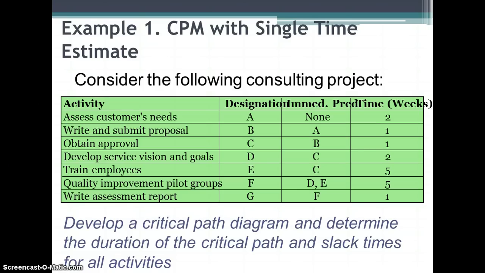So let's look at an example. We'll just do a CPM with a single time estimate for this one, and we'll look at the other one later. Okay, so we have a consulting project that has 7 activities labeled A through G, and each one has a time, right here, each in weeks. It could be in days. And then each one has an immediate predecessor. You see that A has no immediate predecessor. That tells you it's the first activity in the network.